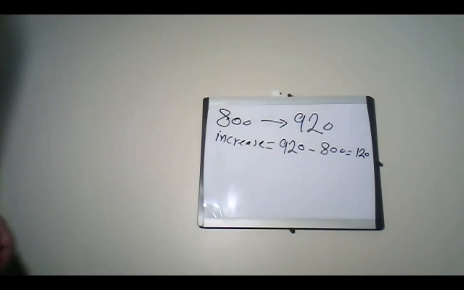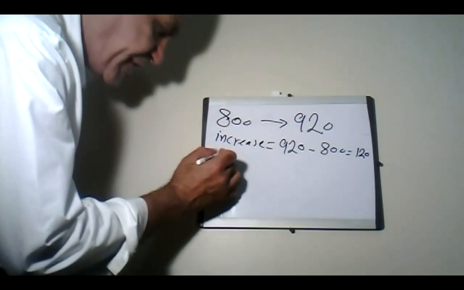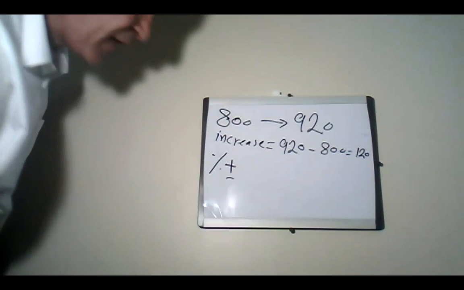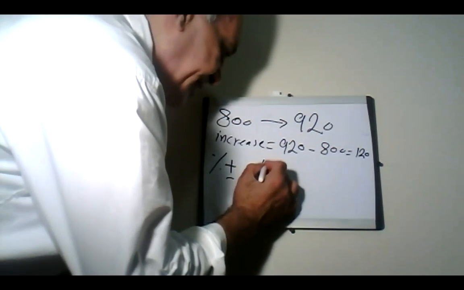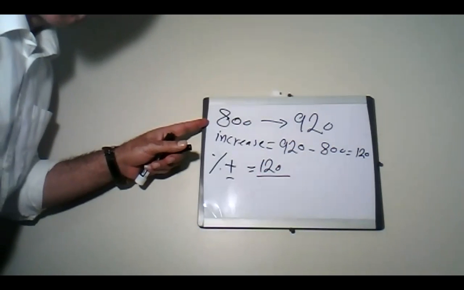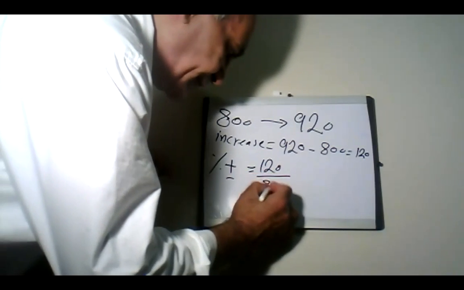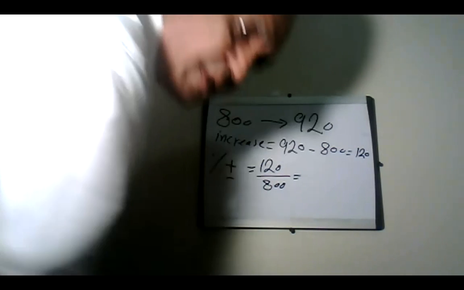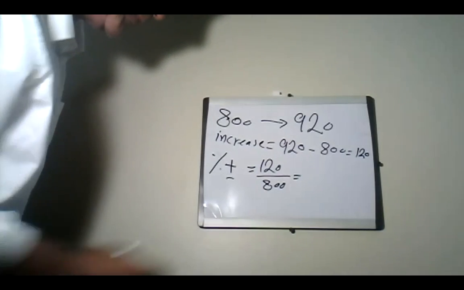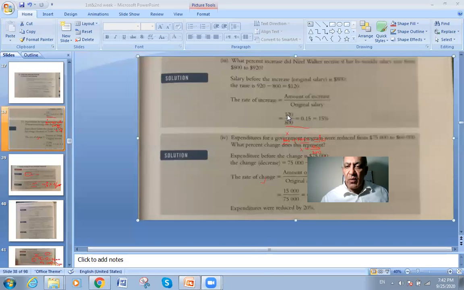Then the percentage of increase or decrease equals the amount of increase or decrease, which is 120, divided by the origin amount. So I check 120 based on the origin amount, and then I see this in percentage. So you see, it's 120 based on 800. That will give me 15%.